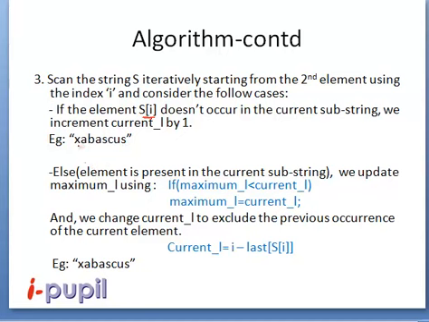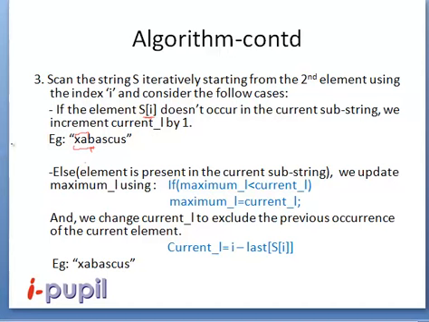Let's take an example over here. XABASCUS. This is the string that we're considering. Say we're currently scanning the element B. And the current substring that we've considered so far is XA. Since B doesn't lie in the current substring, we include it to increase the length of the current substring. So now the length of the current substring is 3. And the new current substring is XAB.